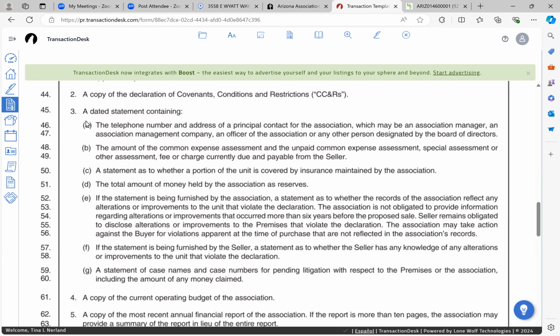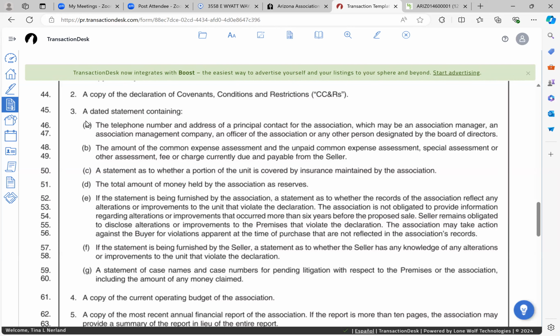A statement as to whether a portion of the unit is covered by insurance maintained by the association. The total amount of money held by the association as reserves. If the statement is being furnished by the association, a statement as to whether the records of the association reflect any alterations or improvements to the unit that violate the declaration. The association is not obligated to provide information regarding alterations and improvements that occurred more than 6 years prior to the proposed sale. Seller remains obligated to disclose alterations or improvements to the premises that violate the declaration.